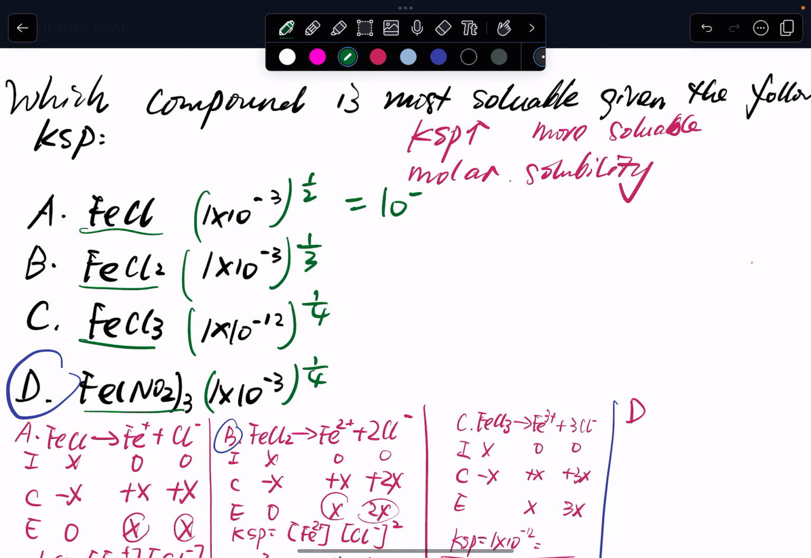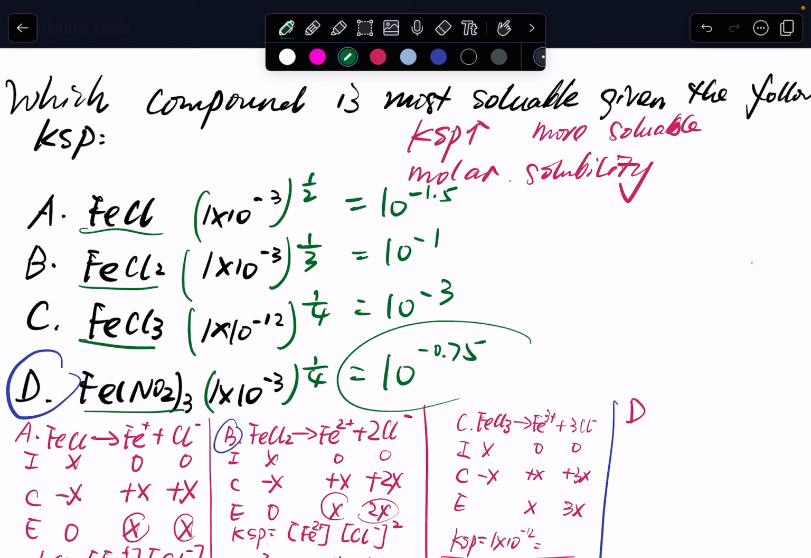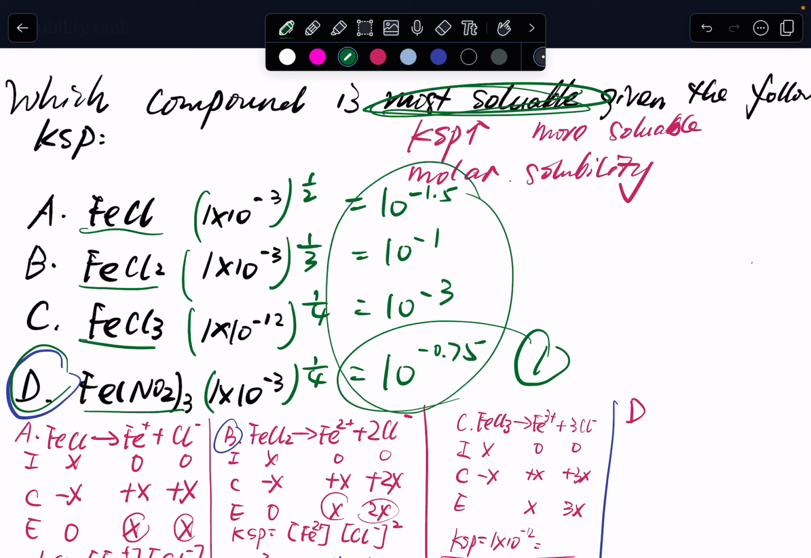So in this case, you can also just quickly do it. It takes you 1 second to raise it to the 1 half, and then you get 10 to the negative 1.5. Here you get 10 to the negative 1, 10 to the negative 3, and then 10 to the negative 0.75, and then you say, oh, voila, this is the biggest number. So this is the most soluble that the question is asking for, and this is my answer, right? Literally 1, 2, 3, 4 seconds for you to calculate their molar solubility in this fashion, right?